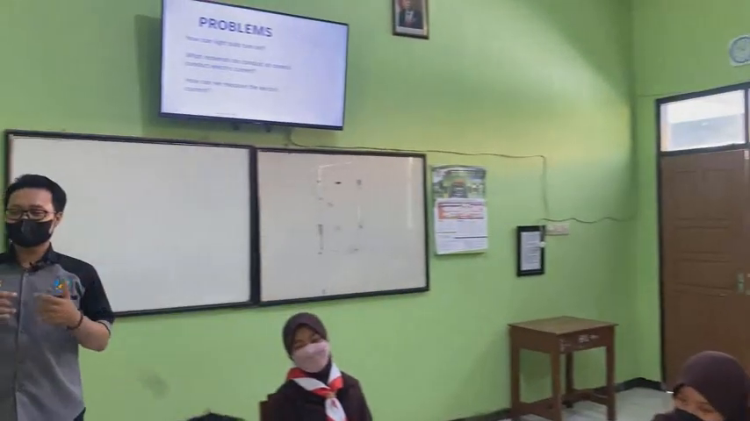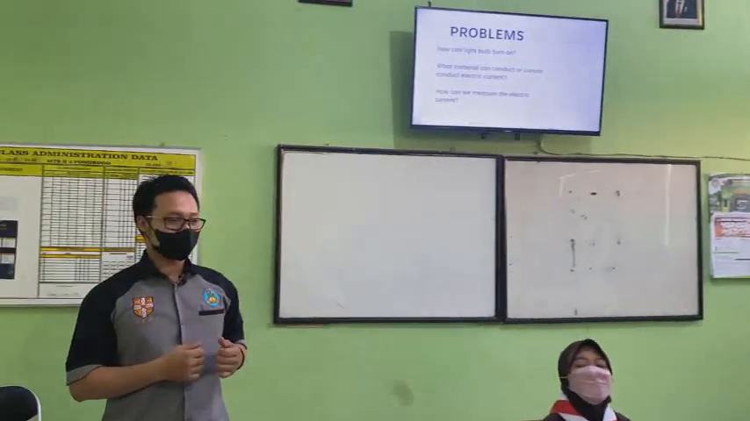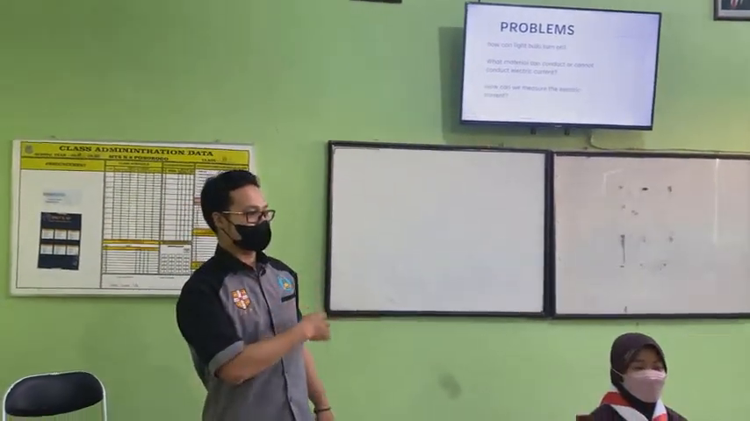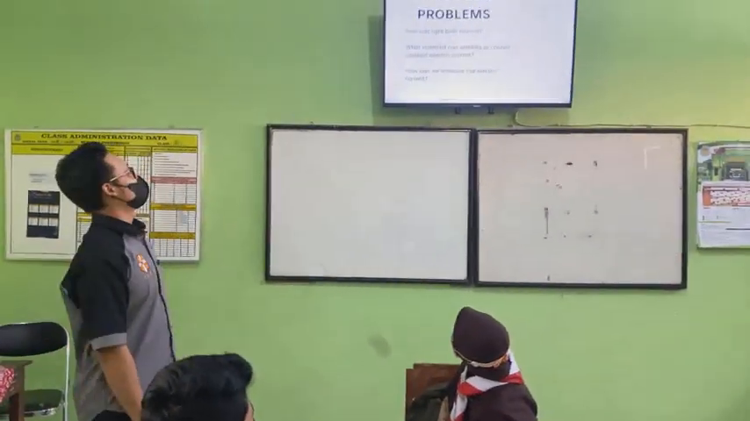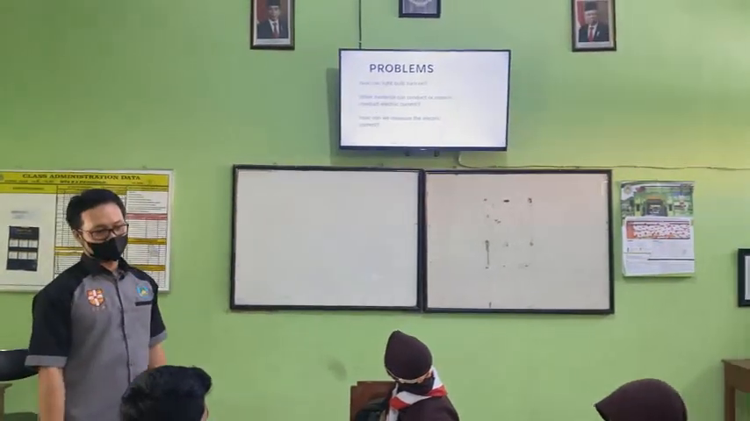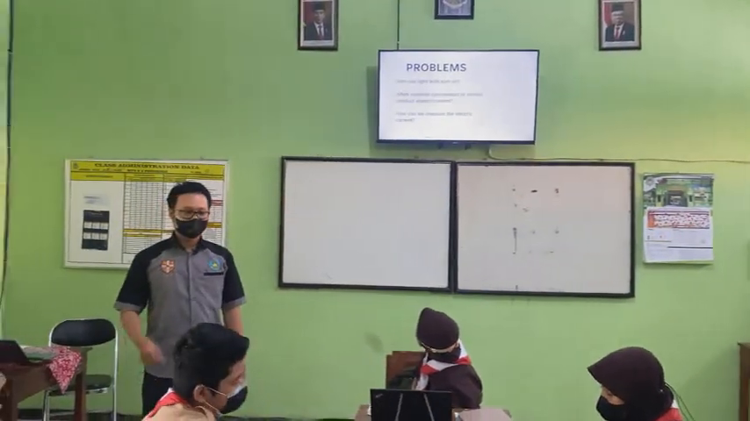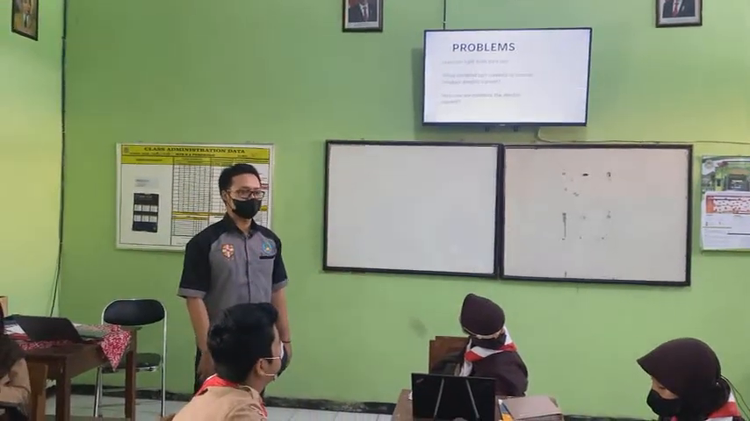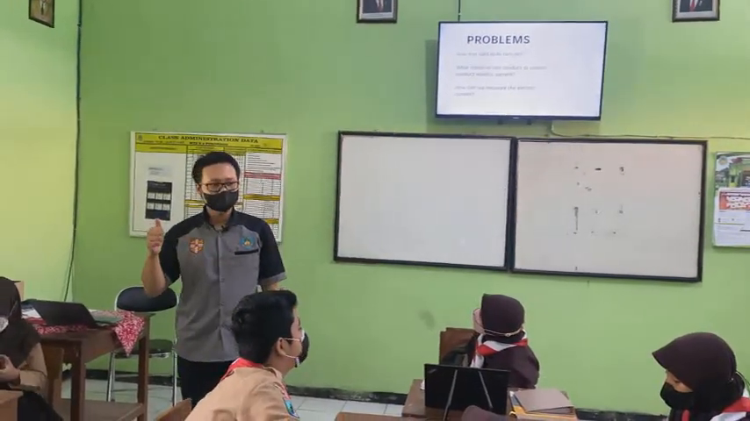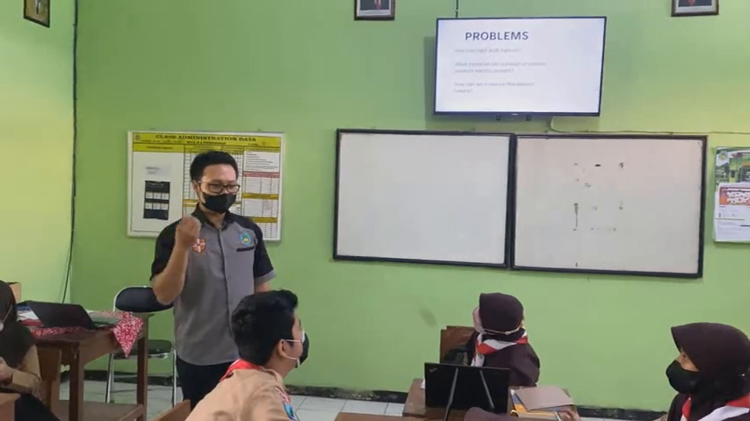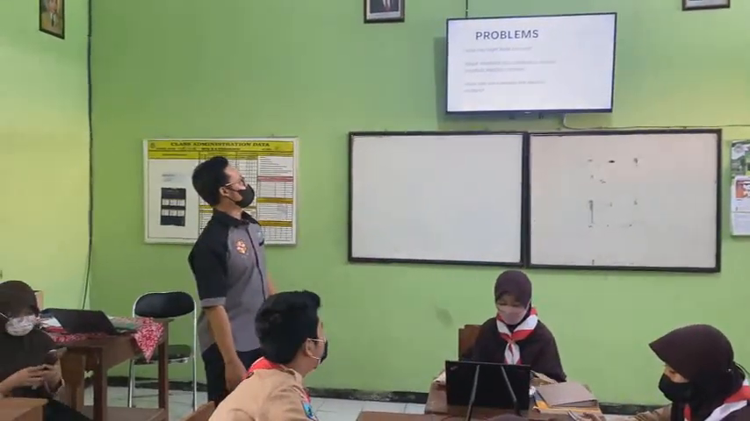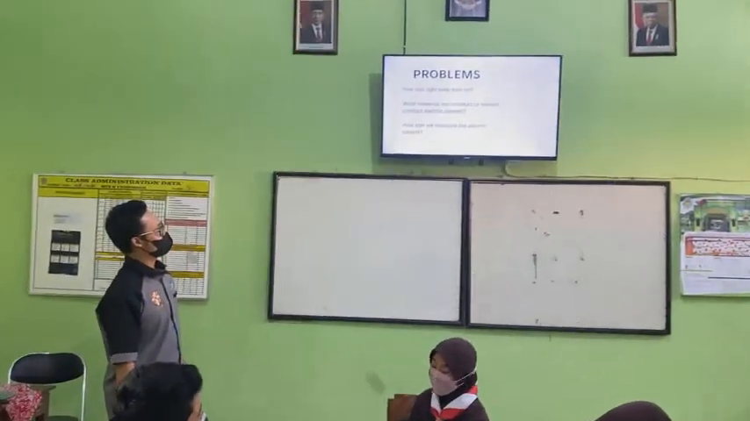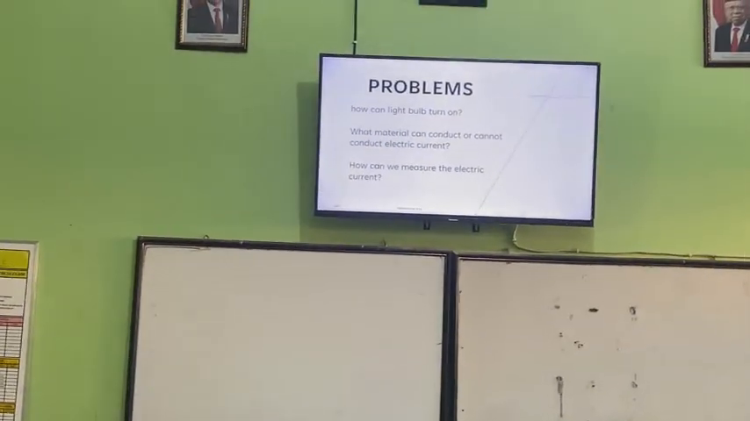Okay, you have presented your results from group 1, 2, 3, and 4, and we have some conclusions. For the first, our problem is how the light bulb turns on. Your conclusion is the light bulb will turn on because there is an electron moving.